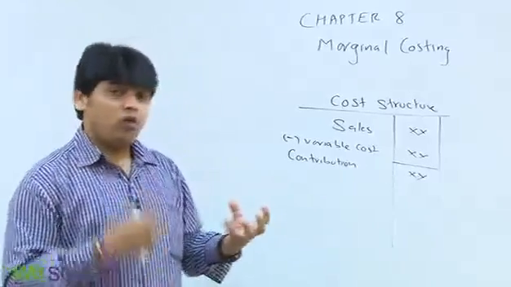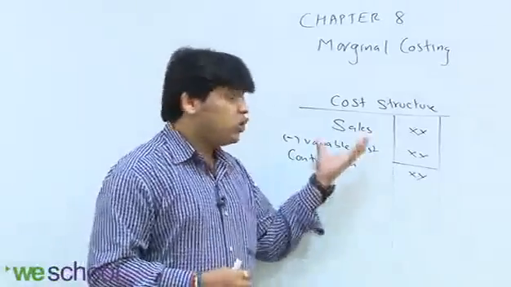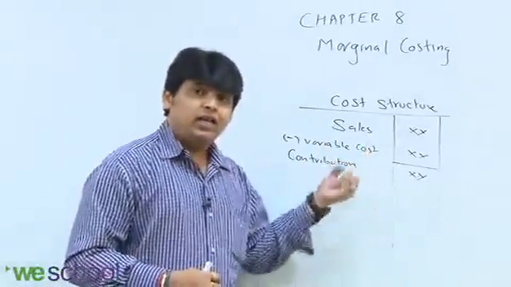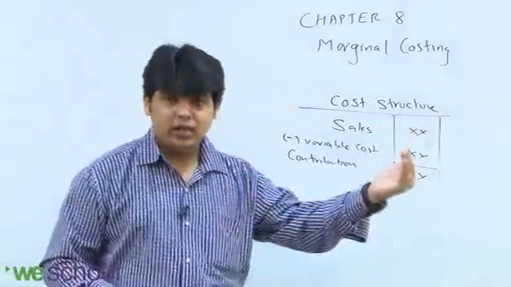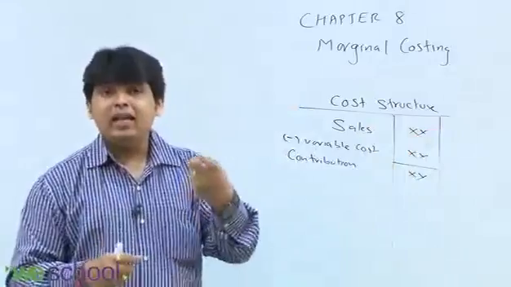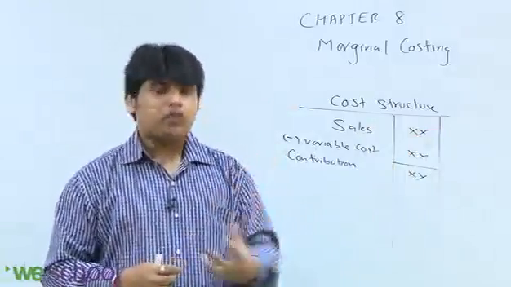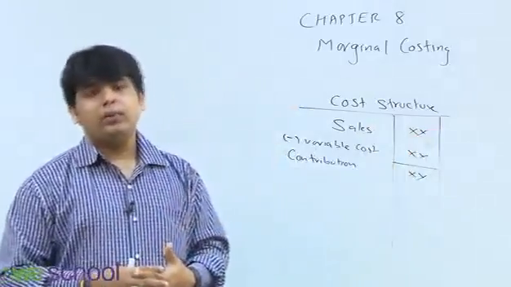That means what does it tell us? That if there is a closing stock in the marginal costing technique, the closing stock will be transferred to the next year, but that will not have any elements of fixed cost in the cost of the product.